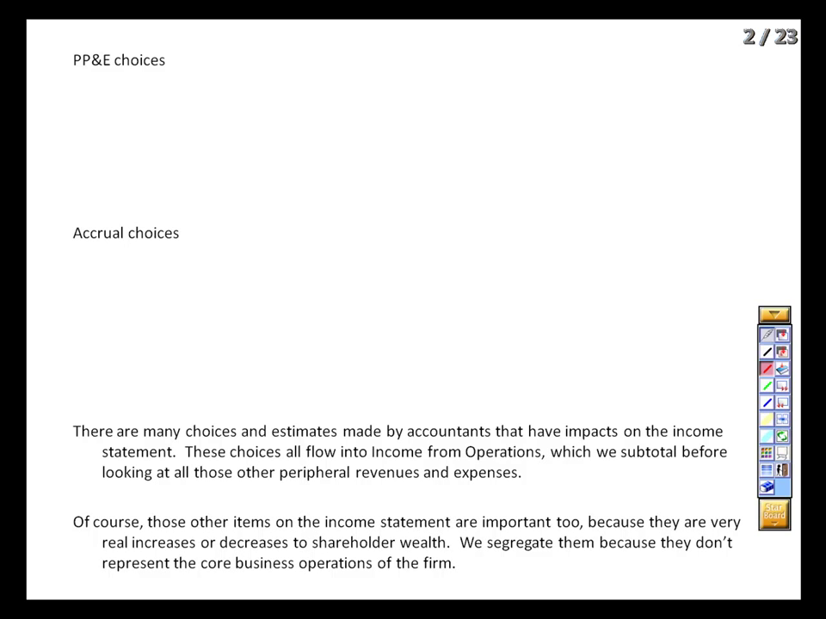Property, plant, and equipment, our PP&E. What was the biggie there? Our depreciation, right? And what choices did we get to make associated with depreciation? Method, straight line versus accelerated. Useful life, or how long we think we're going to get the revenue out of this asset. Salvage value? How much do we think we can sell this thing for when we're done with it? And there's a number we just picked out of thin air.